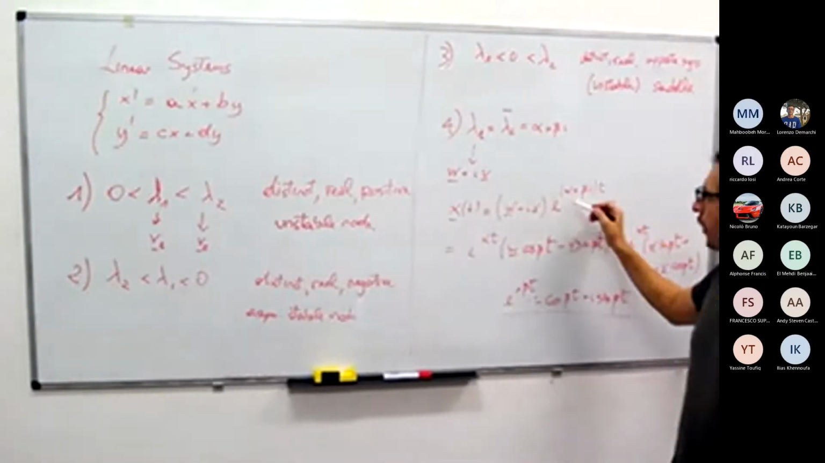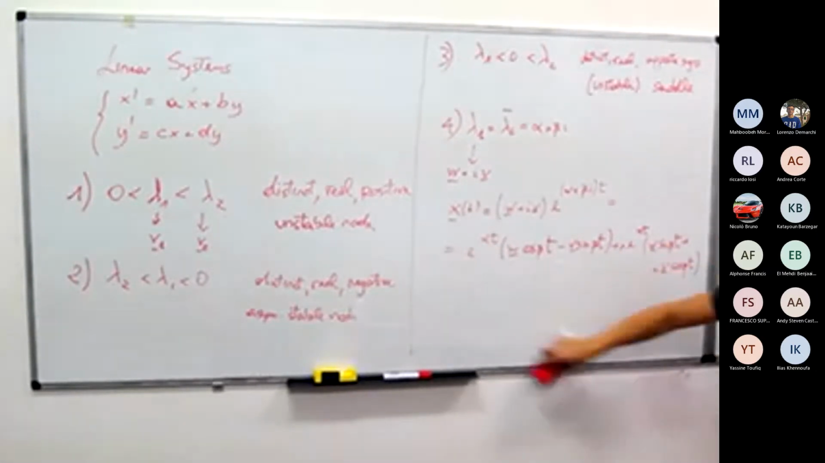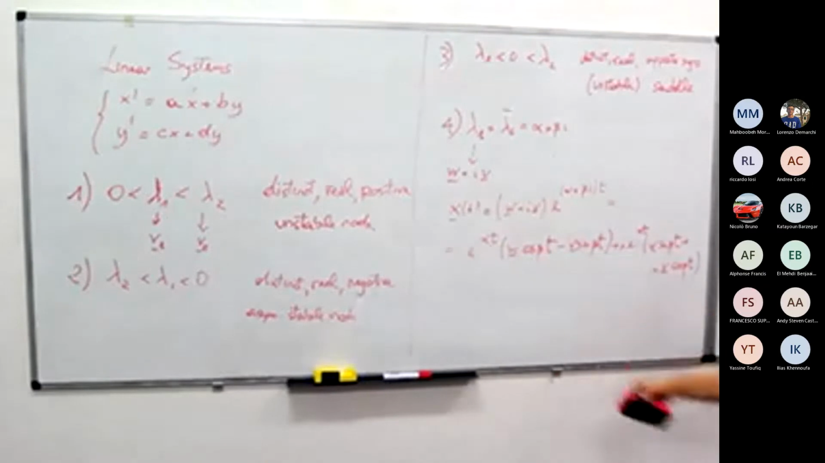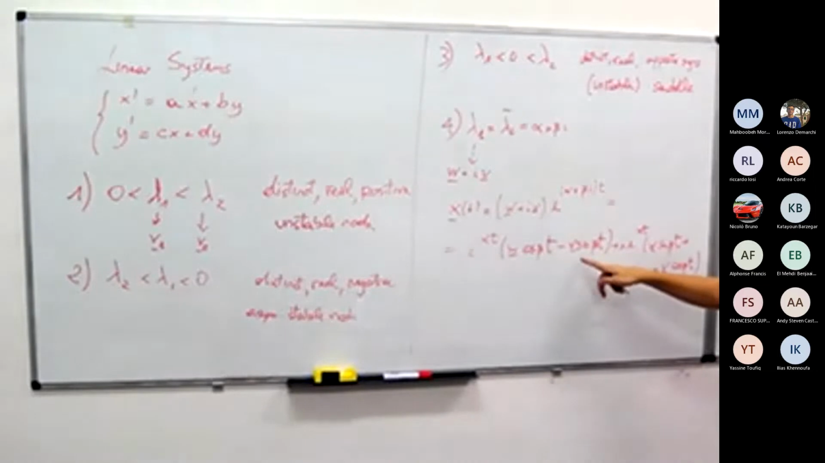expressing the exponential of i beta t in terms of sine and cosine. So just to rearrange the terms, what I found is this expression: e to the alpha t times W cosine beta t minus V sine beta t, plus i e to the alpha t times W sine beta t plus V cosine beta t. If you don't believe me, do the calculation, which is simple algebra.